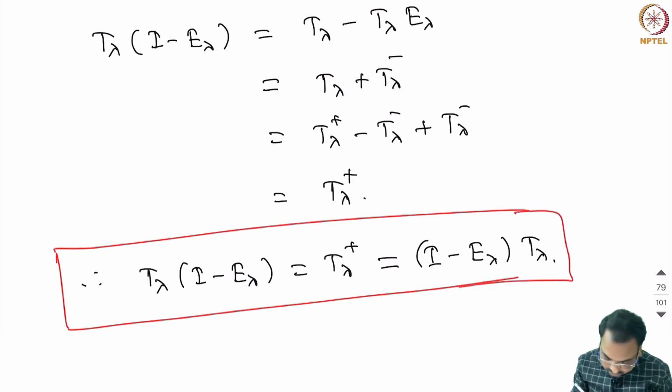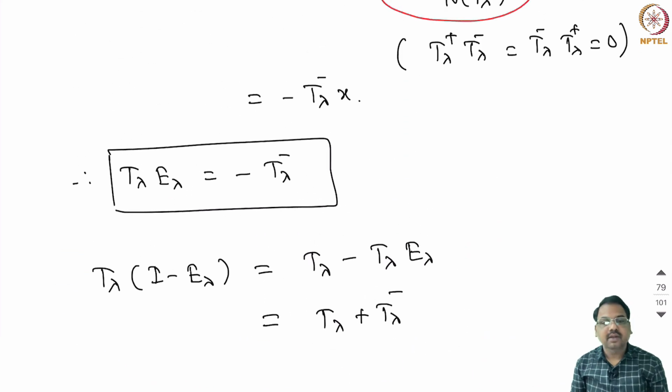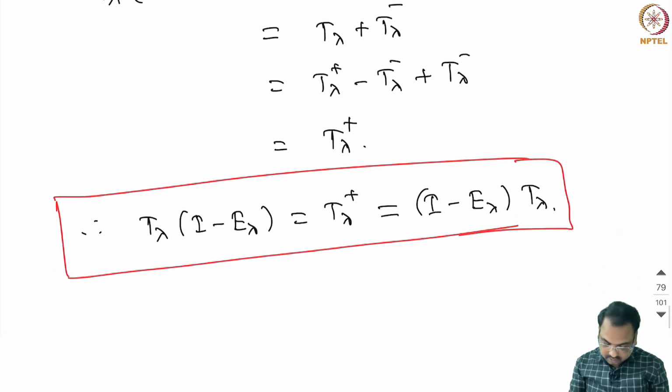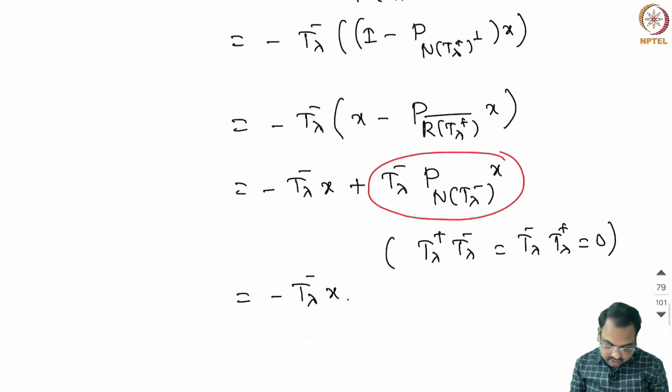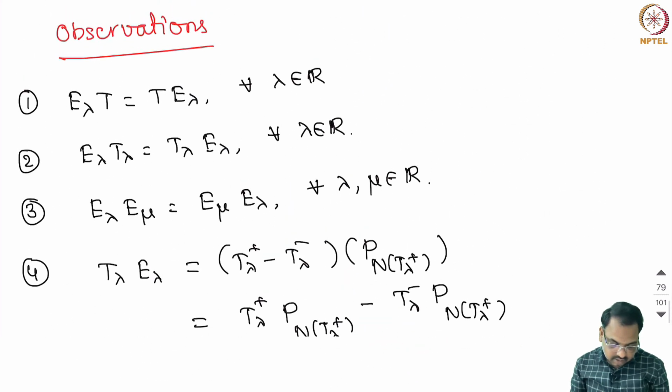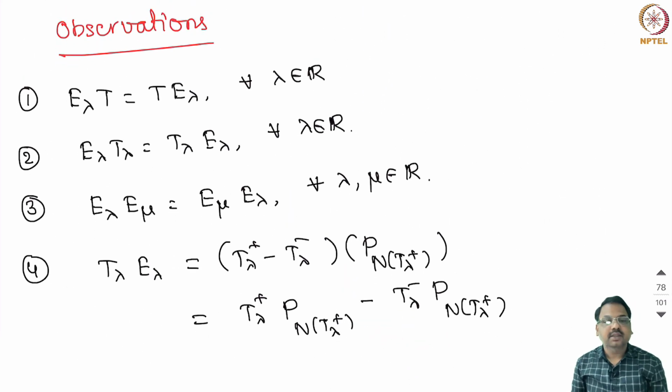But when we look at T_λ into E_λ, you will get minus T_λ^-. Okay, so these are some of the observations that the spectral family generated by T satisfies.